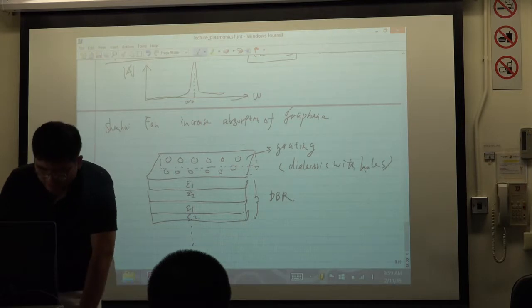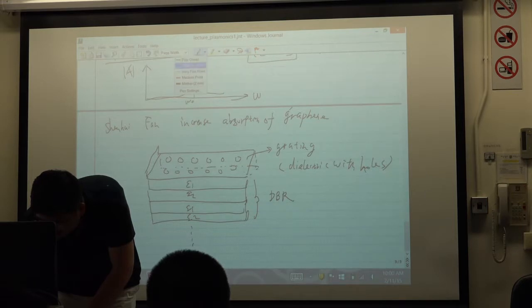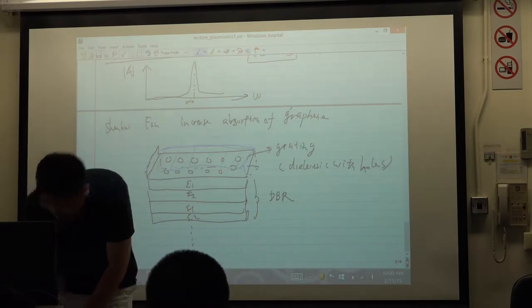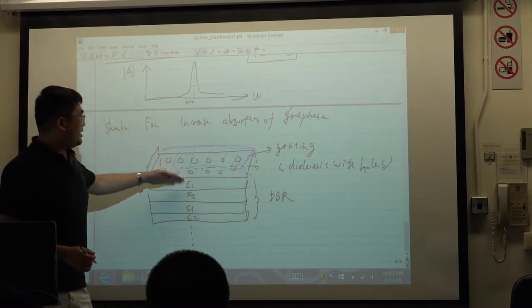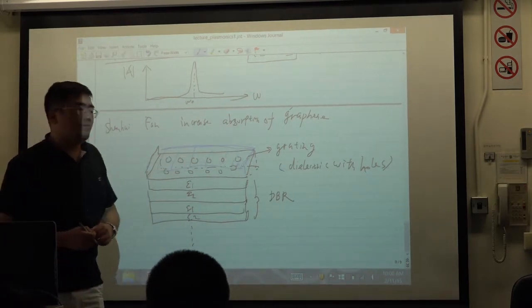The dielectric with holes. Put graphene to another color level. Put the graphene above this. Okay, this is graphene above this grating. Okay, this graphene grating DBR. They use this structure to achieve the 100% absorption.